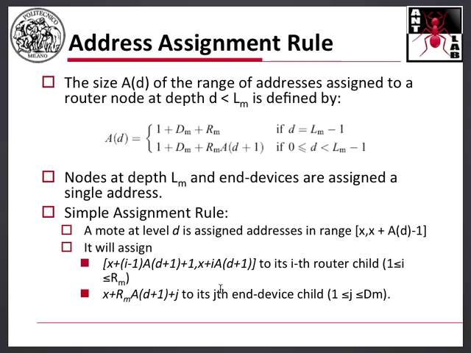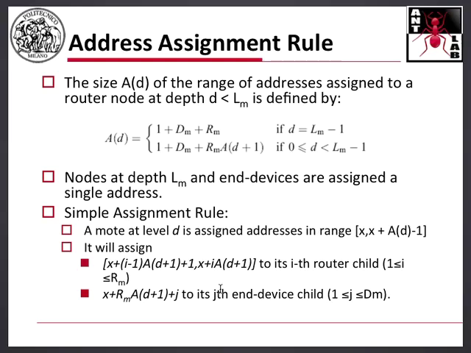Just to make it more clear, suppose you have a structure like this. What this instance of the formula is saying is that a node here, for example, a node at layer 1 of the tree, needs an address for himself. It needs an address for all the devices which are directly connected to itself, which are end devices. But it also needs an address for all the devices which belong to the sub-branch of the tree. And this is expressed by this recursion, which is A of D plus 1. Clear?